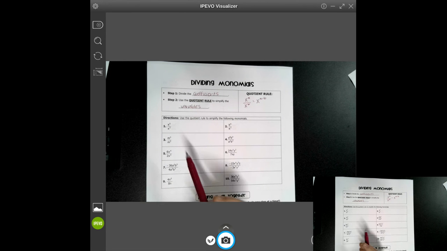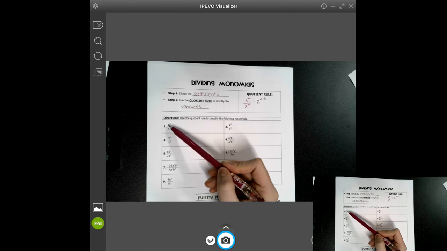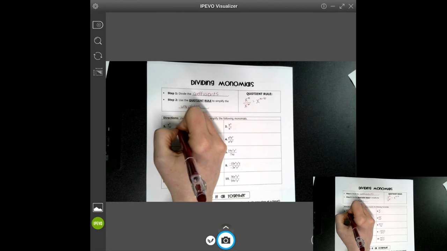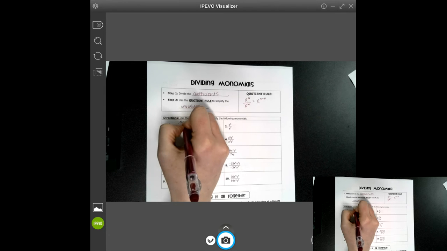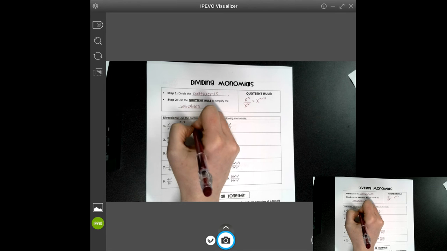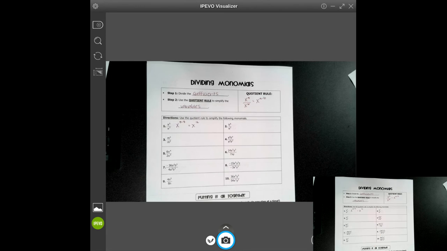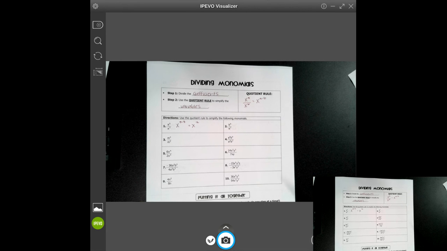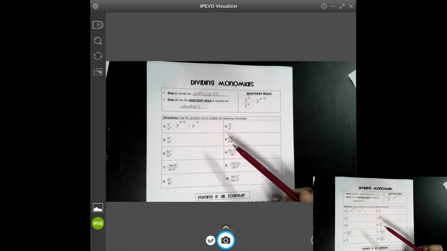So, for example, in number one, if I have x to the fifth power over x to the third power, I would subtract those, x to the 5 minus 3, which is really just x to the second power. Okay, you try 2 and 3. Pause the video. Okay, now that you've tried 2 and 3, let's look at number 4.